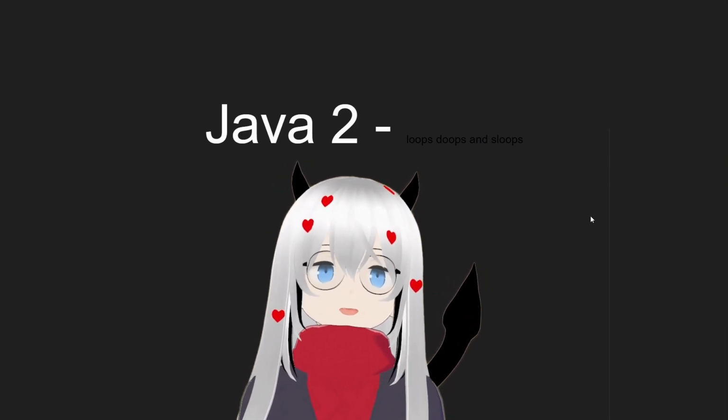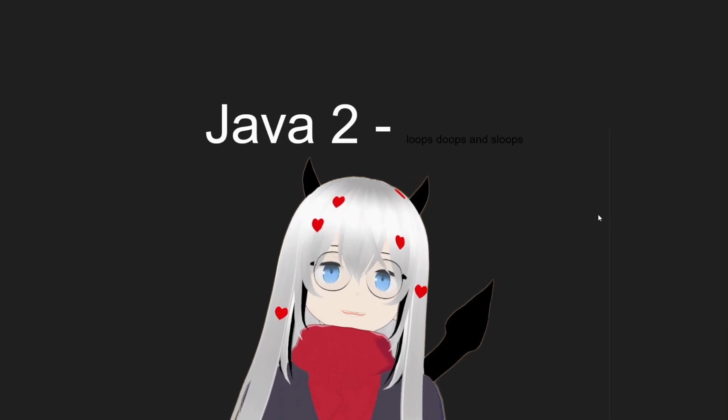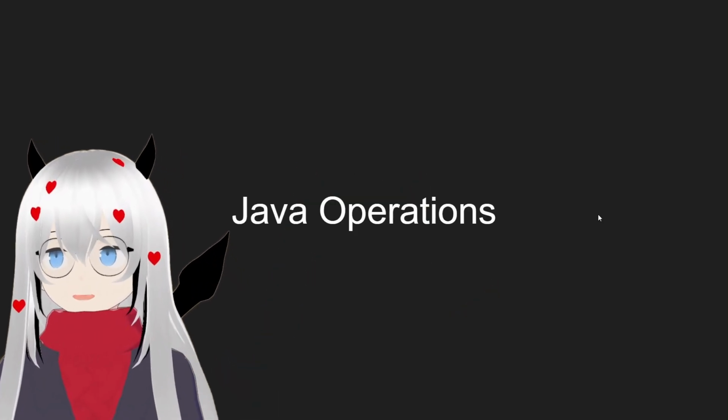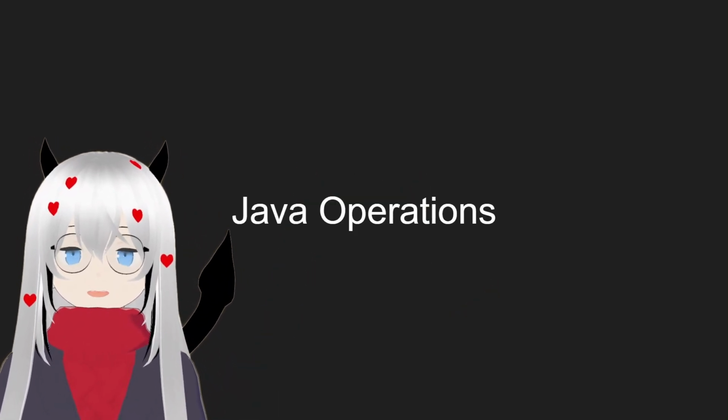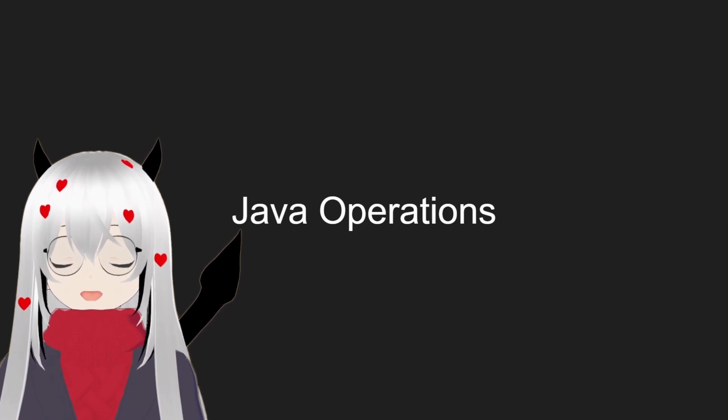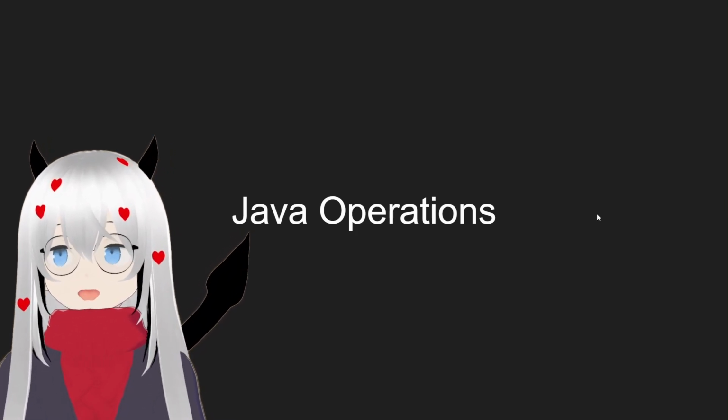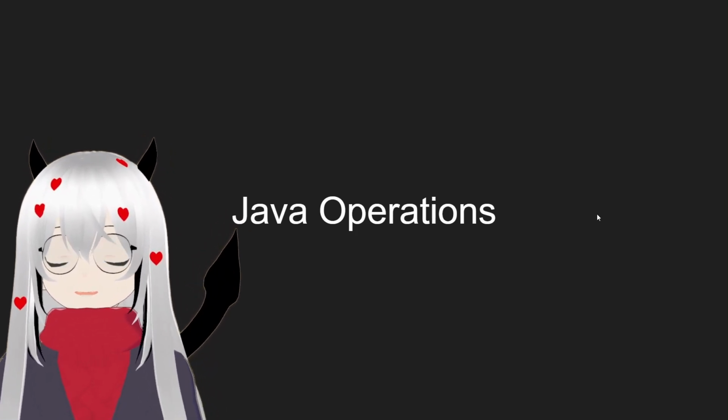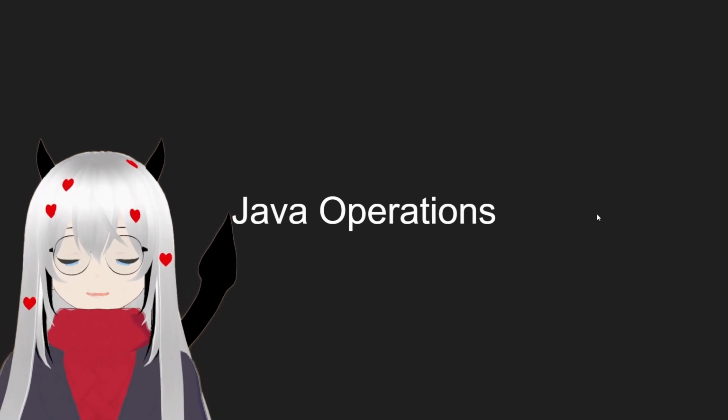In this tutorial, we're going to be going over loops, dupes, and sloops. Before we talk about those, I want to talk about Java operations. This is an important concept of Java. It's basically the math of Java, and it's going to be really important when we do actual programming that's not Karel J Robot programming.